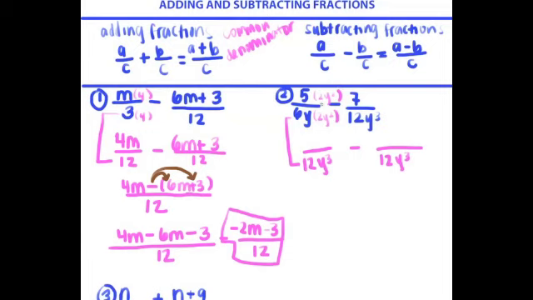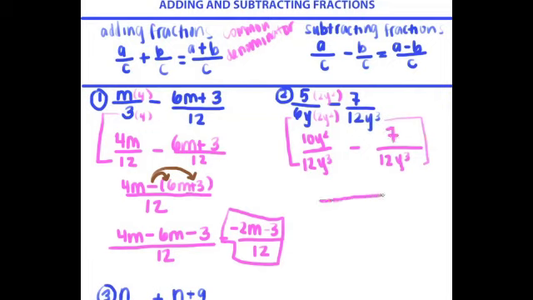Okay, so what do I have here? I have 5 times 2y squared, which is going to be 10y squared. Okay, so that's how I fix the top of that first one. And then looking at the second fraction, from 12y to the third to 12y to the third, there was no change, so that 7 stays.